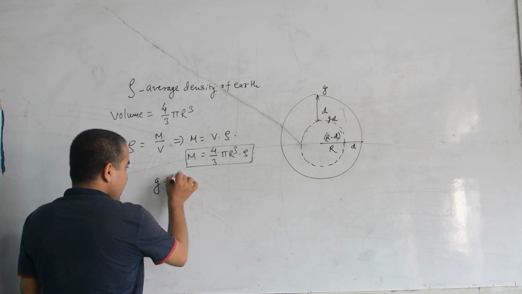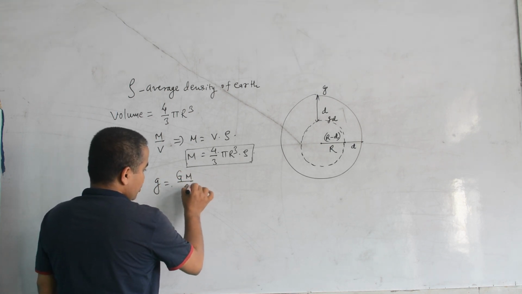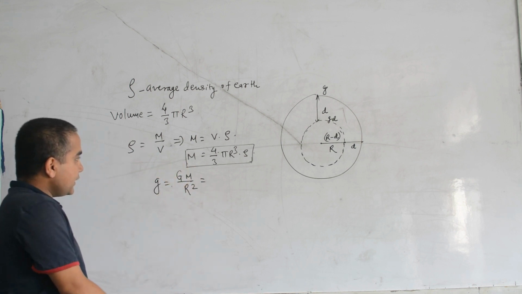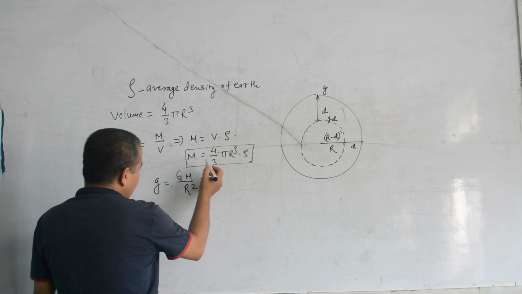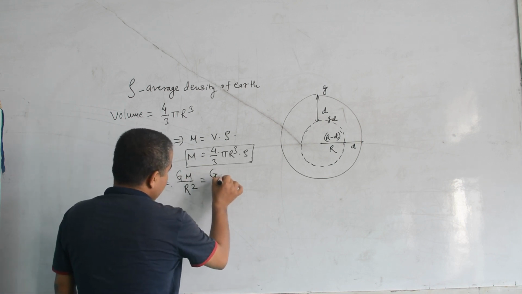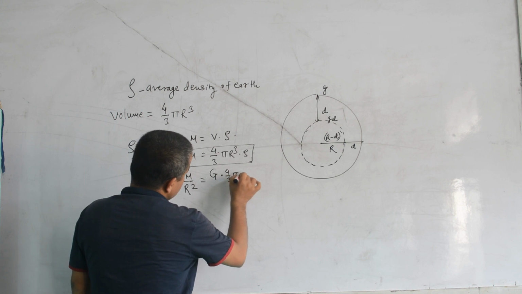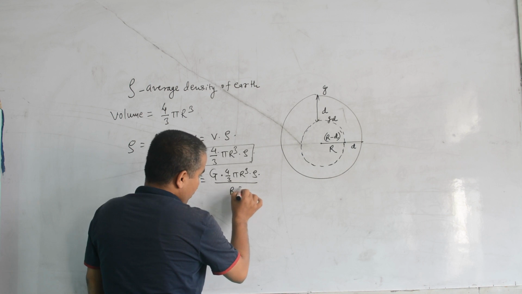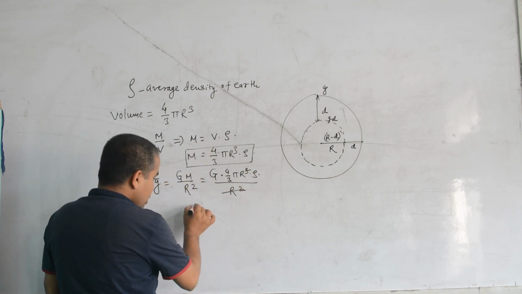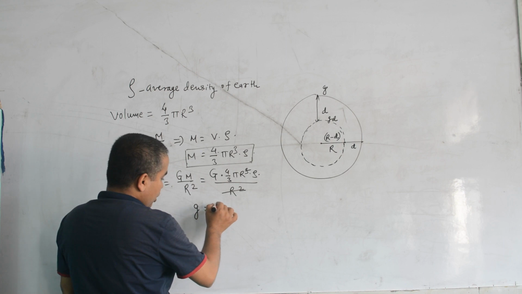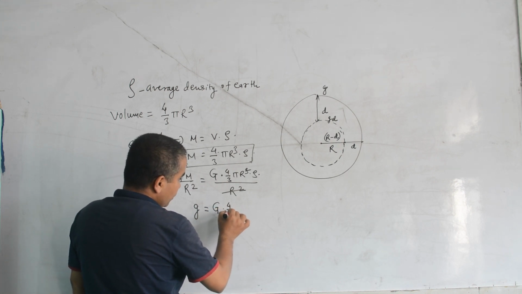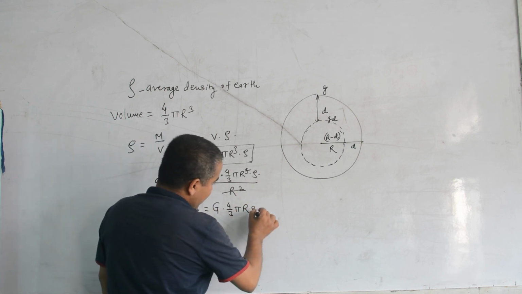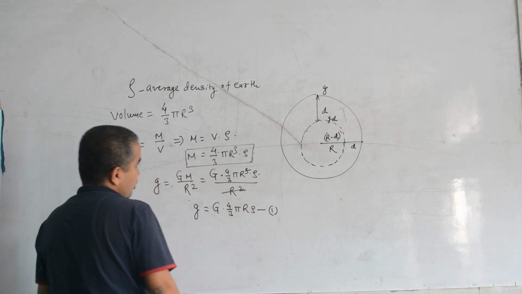Now we know acceleration due to gravity g is GM over r square. Now I want to express this acceleration due to gravity in terms of density. So what I need to do? I need to substitute this M. So g is G into 4/3 pi r cube rho, by r square. So this r square and this r cube will be cancelled. So acceleration due to gravity on the surface of the earth is given by g equals G into 4/3 pi r rho. This is acceleration due to gravity on the surface of the earth, and this is my equation 1.